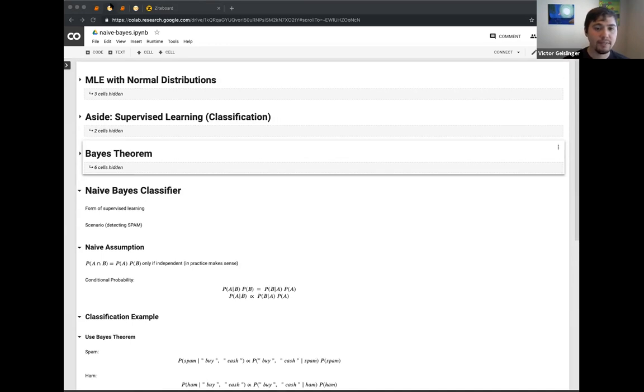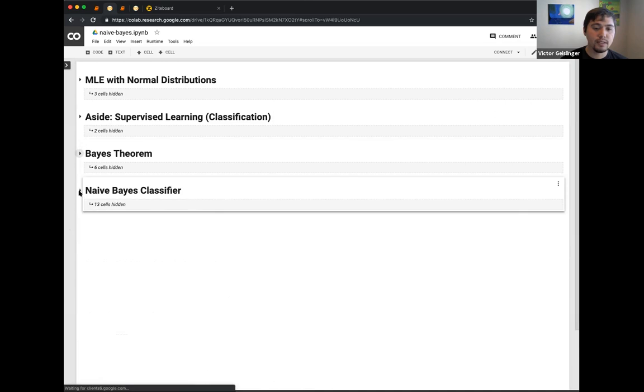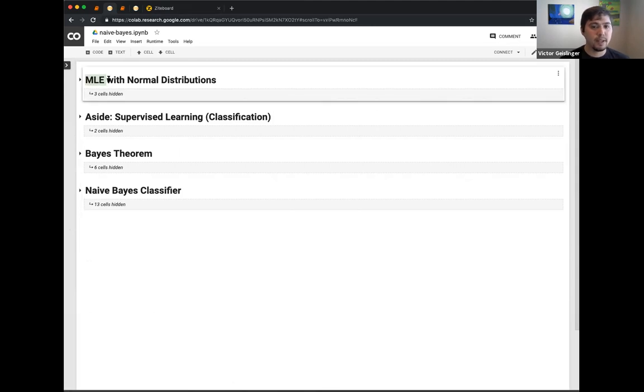I don't think I have it pushed up to GitHub right now, but the notebook will be in GitHub. There are a few things we're going to talk about. We're going to look at Bayes' theorem, and I'm going to draw out how this process works for naive Bayes. But the first thing I wanted to show is the very first section, MLE. You guys remember MLE from yesterday, hopefully, with normal distributions.